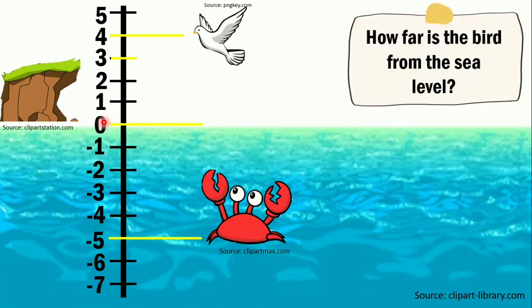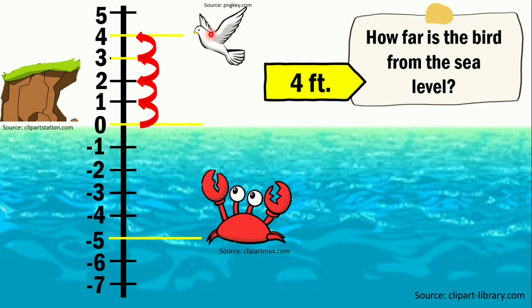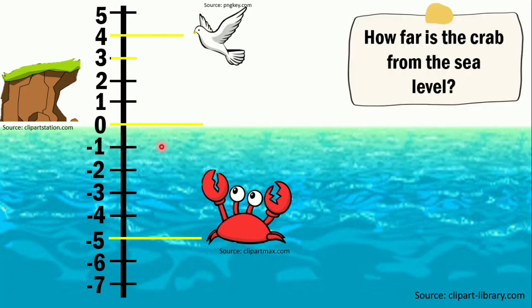Next, how far is the bird from the sea level? So this is the sea level and this is the flying bird. So now let's count. 1, 2, 3, and 4. So we have 4 units. So the distance of the bird from the sea level is 4 feet.